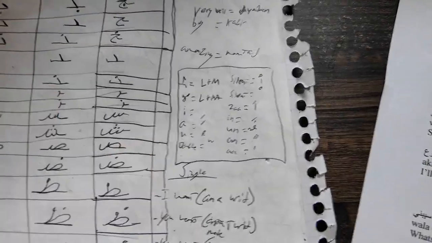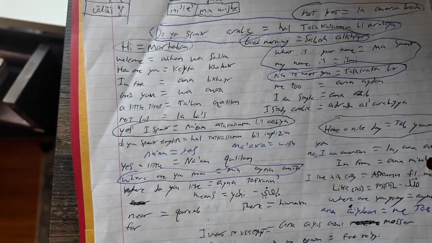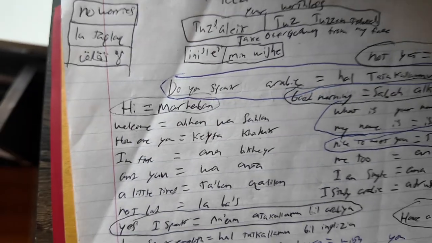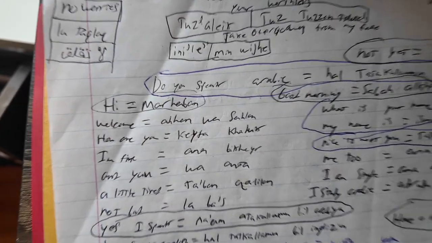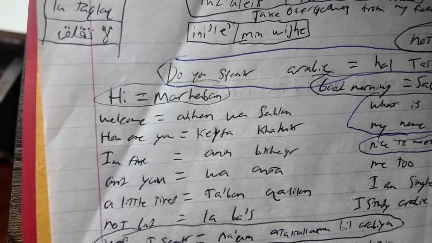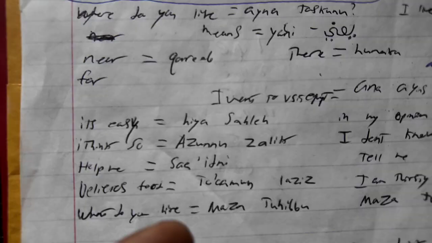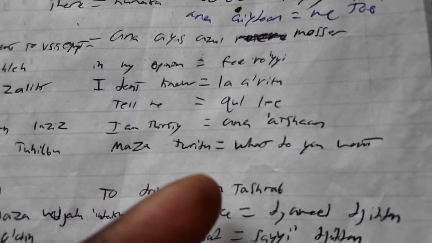And as I first got started, I went online and just found a bunch of phrases and wrote them down. These made no sense to me when I first wrote them down, but now that I've gone through it a little while, it makes a little bit more sense. You have Keifataluk, how are you? Ana bihaya, I'm fine. It's easy. Hayasal. Tell me. Kuli.